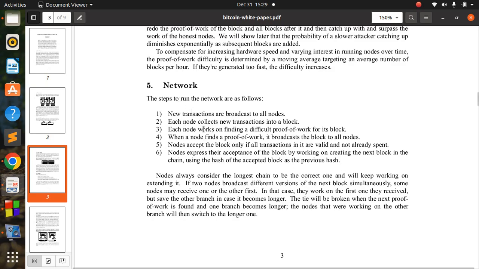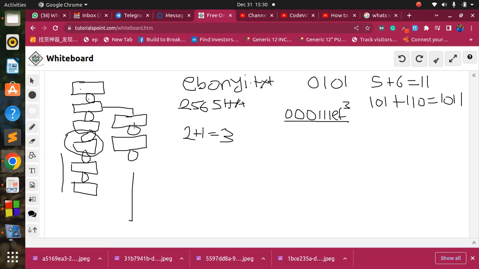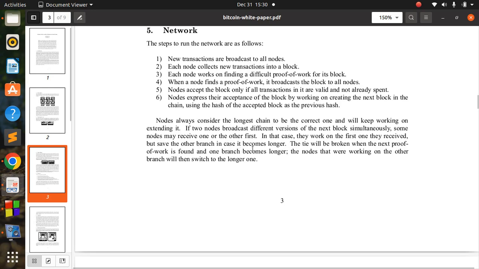Remember now, there's no database mentioned here. Nodes always consider the longest chain to be the correct one. Remember that, the honest node and the attacker node. And we keep working on extending it. If two nodes broadcast different versions of the next block simultaneously, some nodes may receive one or the other first. In that case, they work on the first one they received, but save the other branch. This is like a branching, remember that. They save the other branch in case it becomes longer.